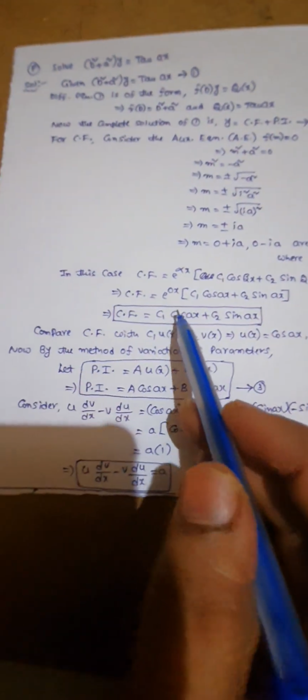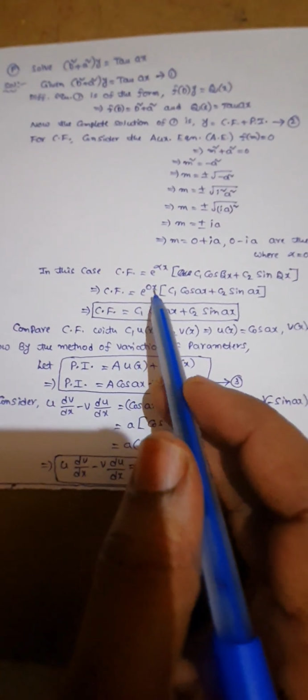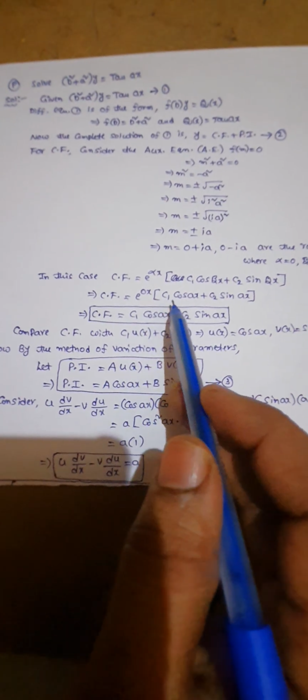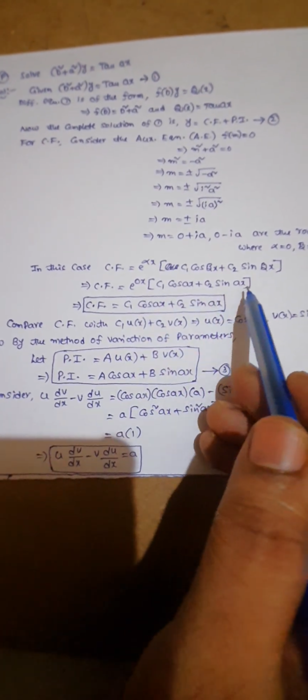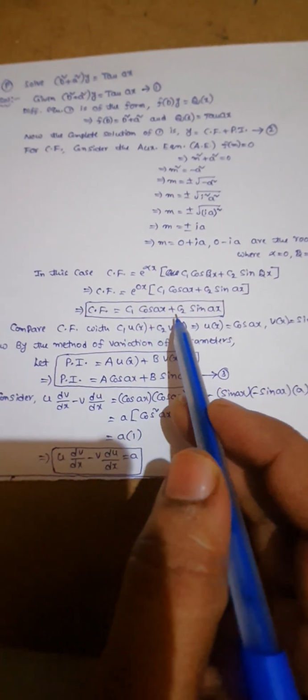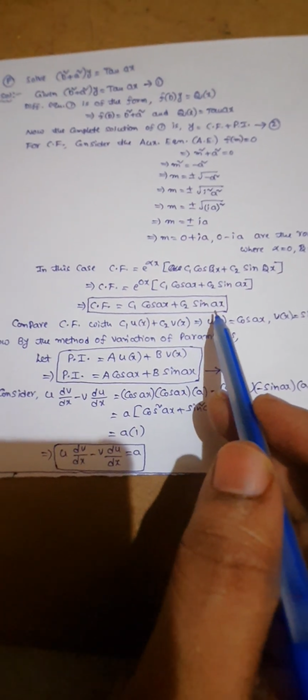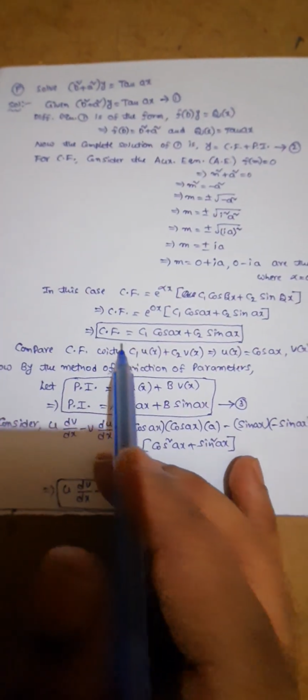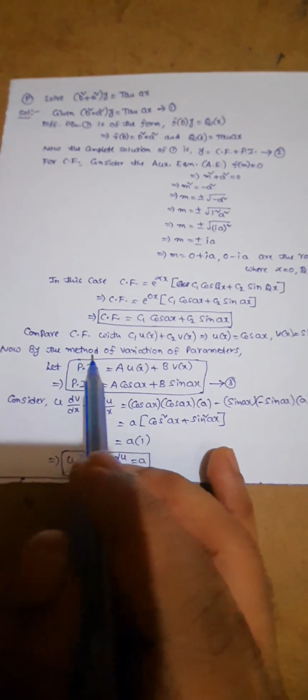Now CF we can write as e power 0x. 0 into x means 0, and anything power 0 means 1. Therefore 1 into c1 cos ax plus c2 sin ax means we again have c1 cos ax plus c2 sin ax. This is the CF we have. Now we go for PI, the second part of this general solution. Here I am going to start how to find PI using the method of variation of parameters.